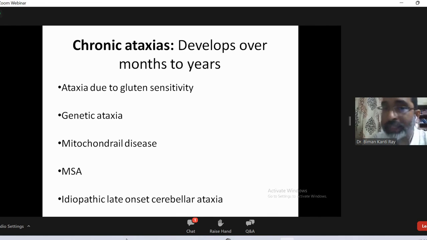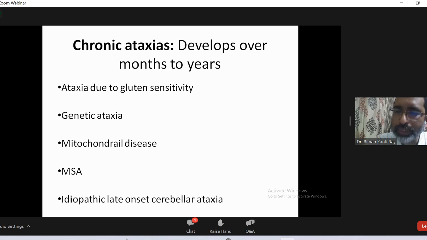And if the ataxia is chronic, develops over months to years, the differentials become very narrow. If you consider a relatively young onset ataxia, chronic progressive course, obviously the possibilities are genetic ataxia or mitochondrial disease. If it is a late onset chronic progressive ataxia, now in our clinical practice we frequently get this type of patients who are presenting with chronic progressive ataxia late onset.